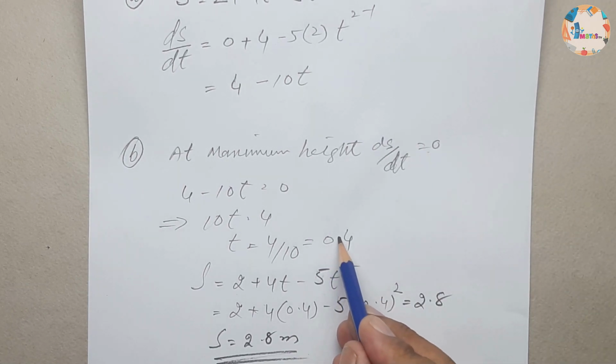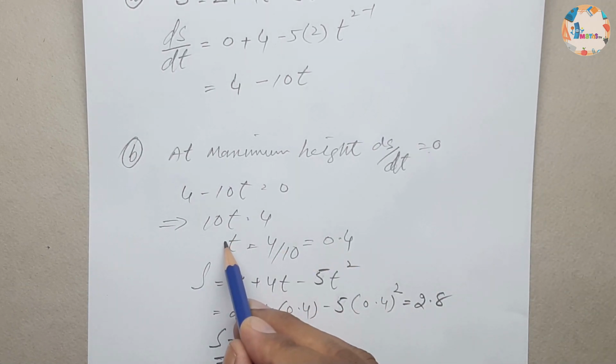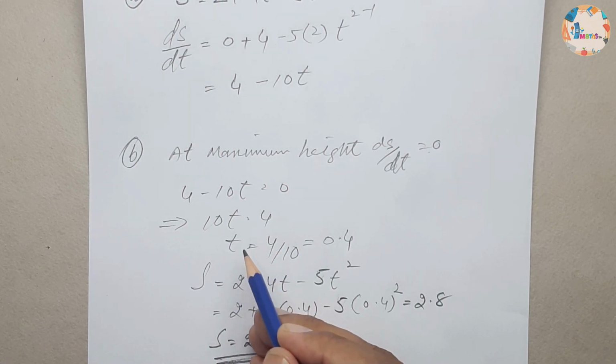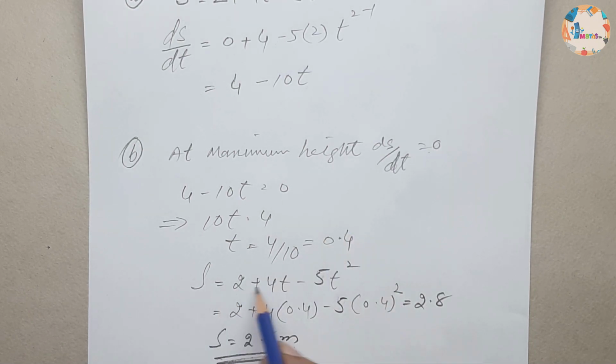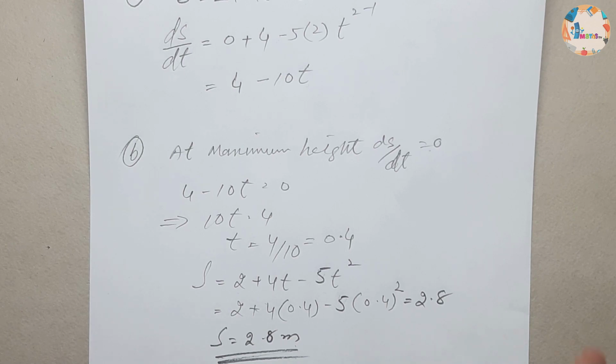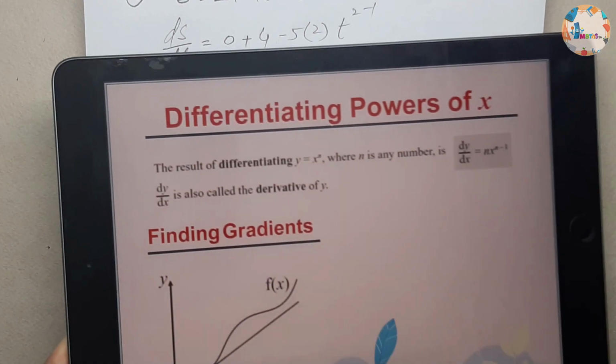It means that after 0.4 seconds the object which we have thrown in the air will be at maximum height. So this time we are putting in this given equation and we are getting the maximum height, which is 2.8 meters. Hopefully you understood each and everything.